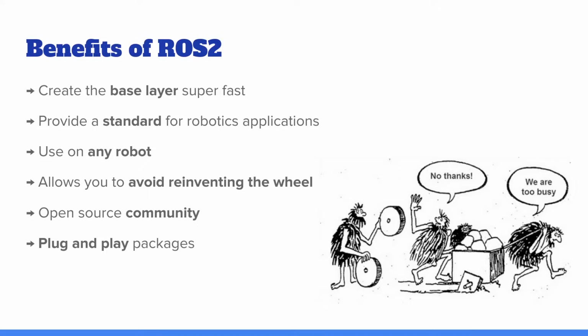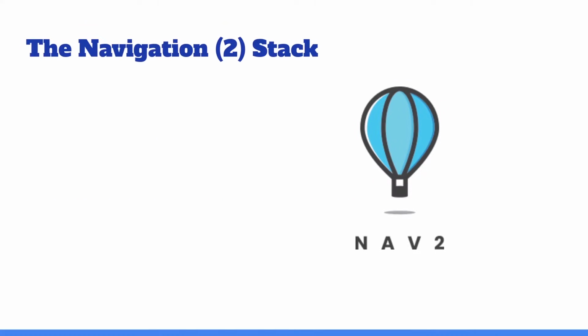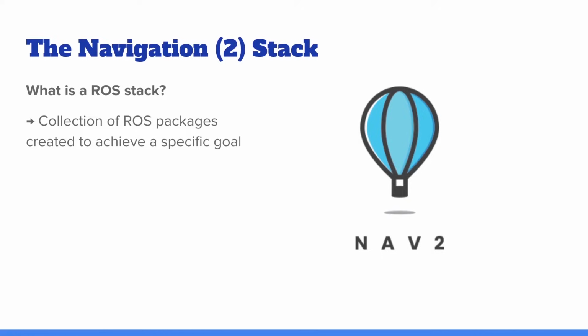And you might be thinking, well, all of that is great, but from this point, how do I make a robot navigate? Because there is still quite a big gap between using ROS2 and making a robot navigate. So if you were to implement all that by yourself, it would take a lot of time and effort. Fortunately, we have the navigation stack. Here we will use the Navigation 2 stack with ROS2, which is the successor of the Navigation 1 stack with ROS1. And what is the stack, by the way? Well, it is simply a collection of packages that is designed to achieve a specific goal.